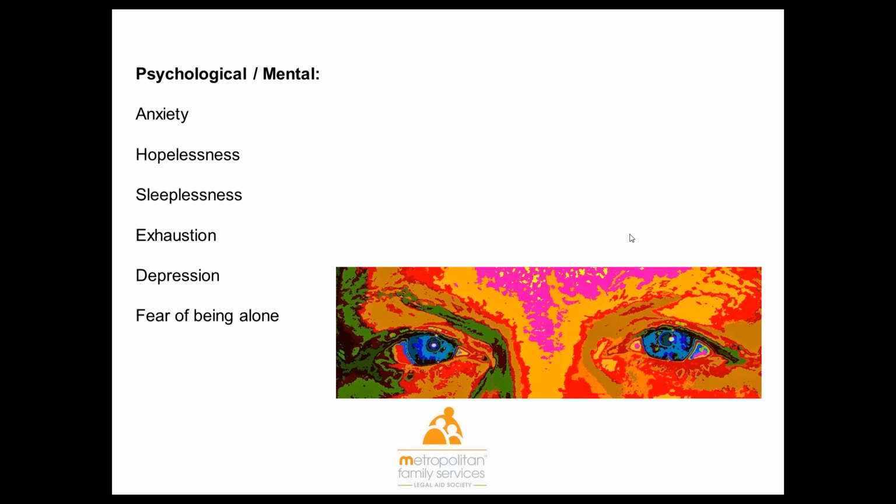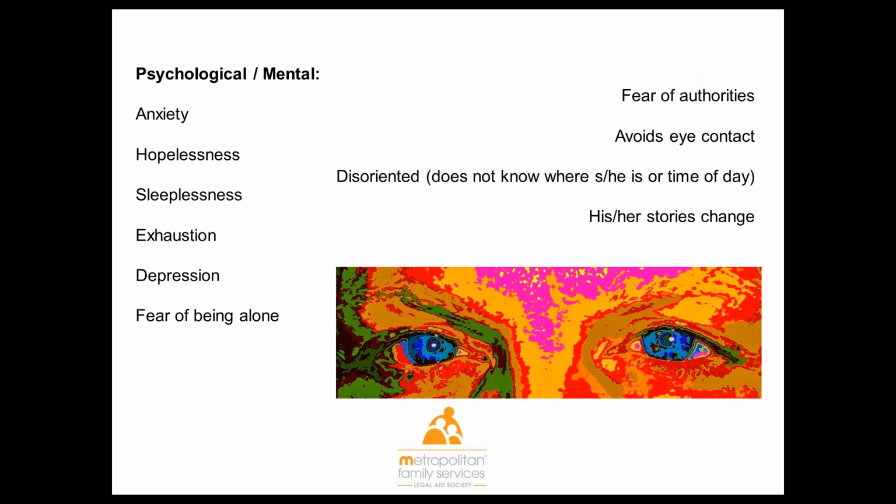Third, the psychological or mental indicators of trafficking are anxiety, hopelessness, sleeplessness, exhaustion, depression, or fear of being alone. These indicators may show that a victim does not have sufficient rest days or works long hours, or maybe is not being given enough to eat. These may also reflect their constant fear due to threats by the controller that the victim will be deported or will be reported to the authorities. Hence, they may have a fear of authorities and they may avoid eye contact.